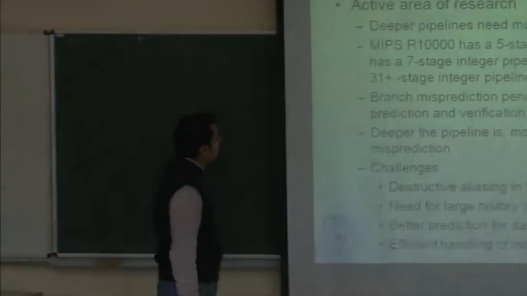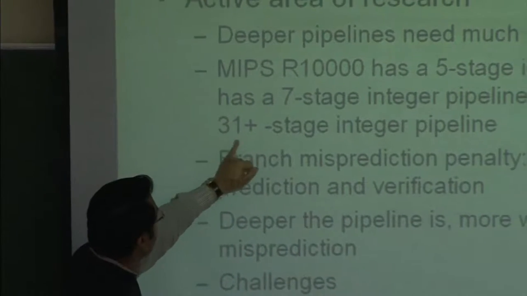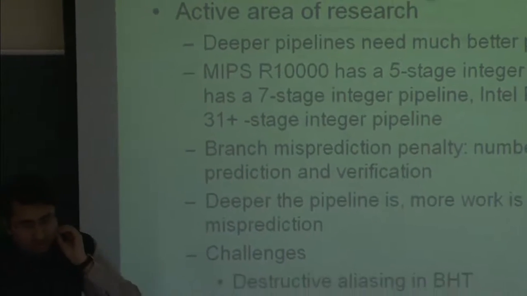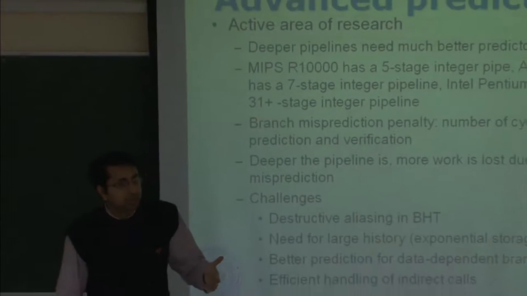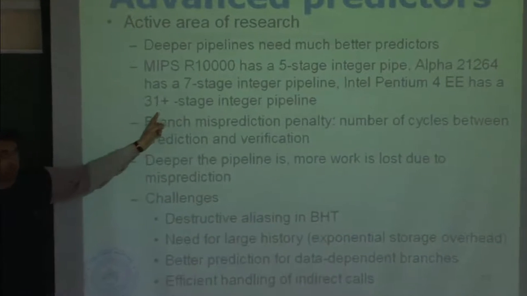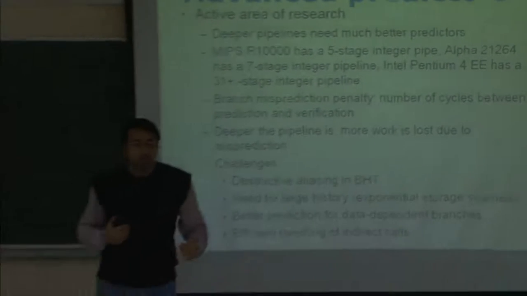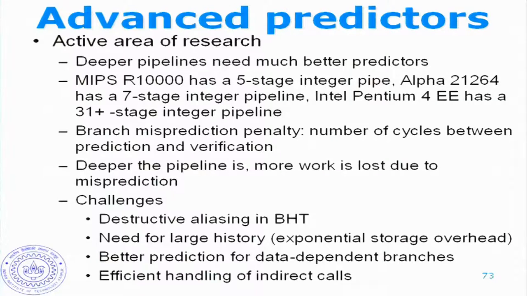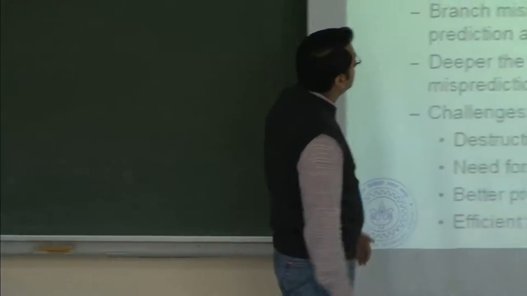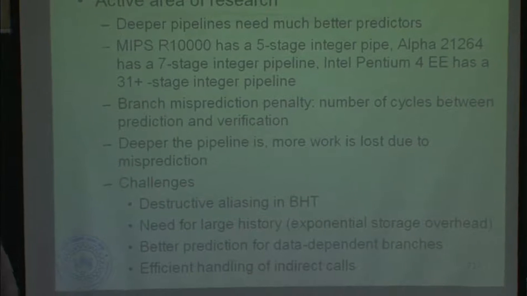So what this means is that you can assume that in this 31-plus stage integer pipeline, you will make a branch prediction quite early in the pipeline, and this is where the branch executes after 31 stages. So during these many pipeline stages, essentially these many cycles, if you make a misprediction, you'll be fetching from the wrong path. Essentially you'll be fetching wrong instructions. That ultimately leads to wastage of cycles. Which is why, as you make your pipeline deeper and deeper, you need better predictors. You need more accuracy.